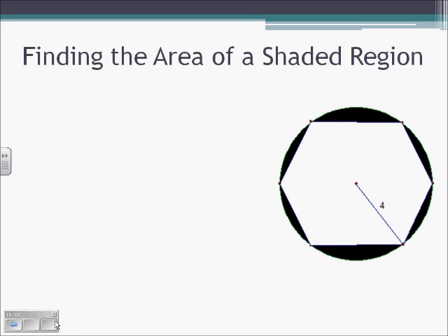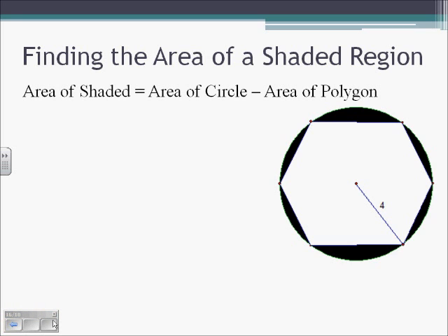Finding the area of a shaded region. So to find the area of a shaded region, we need to take the area of the whole shape. We see a big circle there, and we need to subtract away the area of whatever shape is unshaded. So in our case, we're going to have the area of the circle minus the area of the polygon. We notice here that the radius is 4. The area of our circle is going to be pi r squared minus the area of the polygon, which is 1/2 our apothem times perimeter.